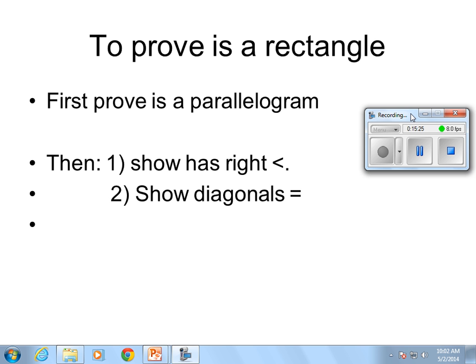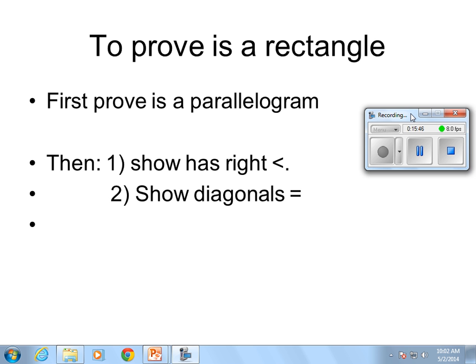Does that tell us it's a rectangle though? No, to see if it's a rectangle, we need to either show it has a right angle or show the diagonals are equal. Well, we could draw the diagonals in here and find the length of each one of them. That takes too long.